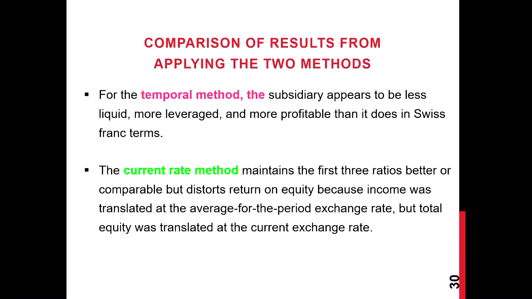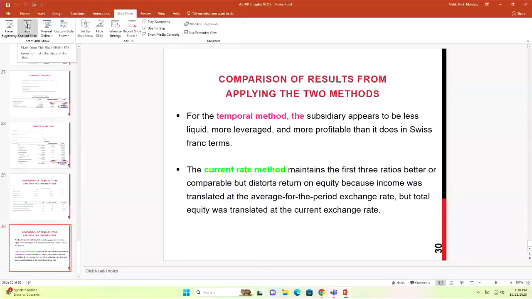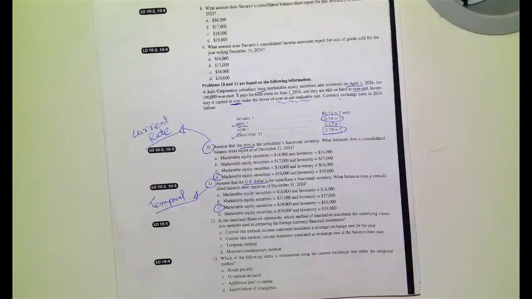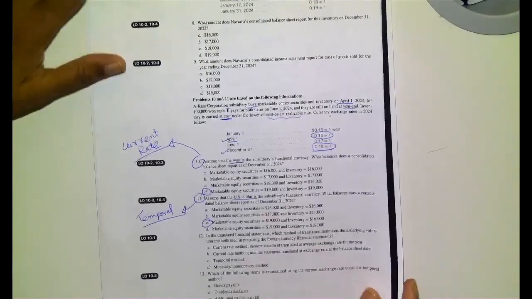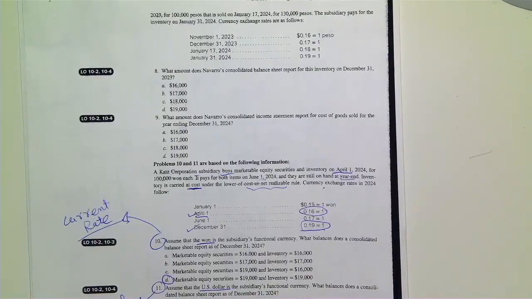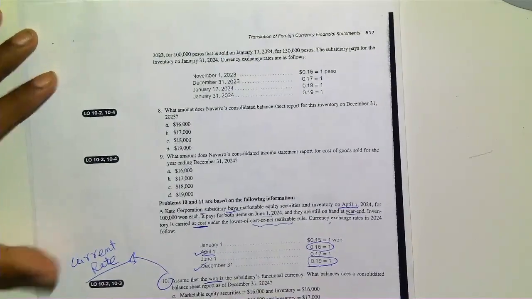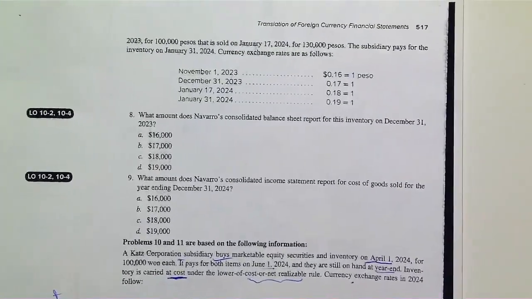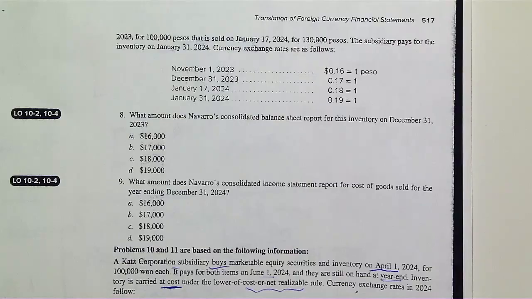And then here, this comparison, I already discussed it: with the current rate you have to face more fluctuation risk. On the other hand, temporal is very consistent. If you have a high inflationary economy, what rate are we going to use? I told you last class, high inflationary economy, what rate? Temporal, because don't use the current rate, it will be very inflated. Last problem, 8 and 9, let's do it.